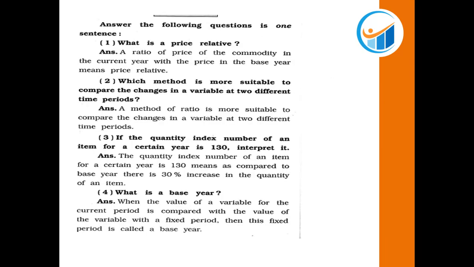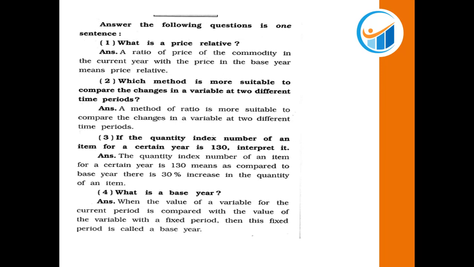In section B, question number 1, what is given in section B? Answer the following questions in 1 or 2 sentences each. First question is very simple, that we know price relative. What is the meaning of price relative? Price relative is nothing but price of the current year divided by price of the base year, that is P1 upon P0. But theoretically, how will it be explained as a price relative?